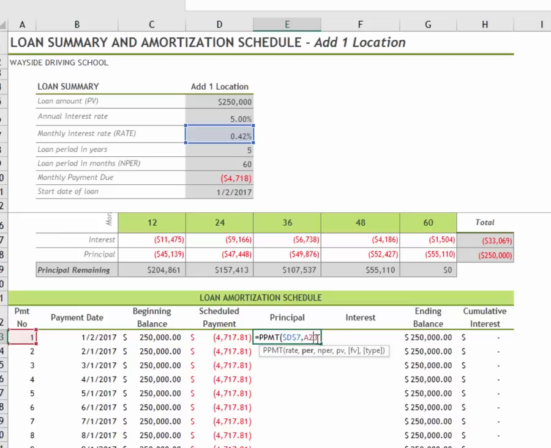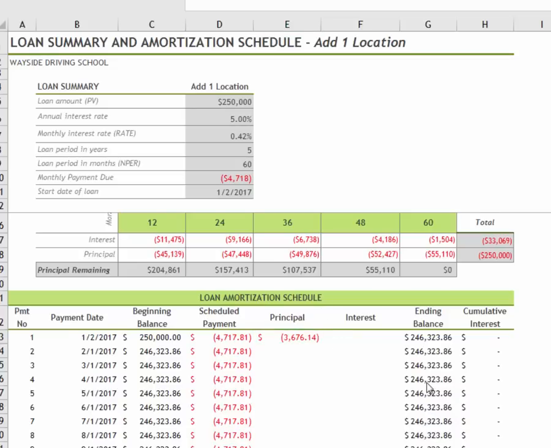And now that I said that, I realize D7 should be absolute. So there's our period, comma, and then of course, how many payments? Well, there's 60 of them, so F4, lock that. Present value of the loan is 250. Make sure you grab the 250 up here and not this guy, because this beginning balance is going to change as you drag it down. F4, and then of course everything's optional, future value and type. So we'll close that up and hit enter, and that's our principal in period 1.